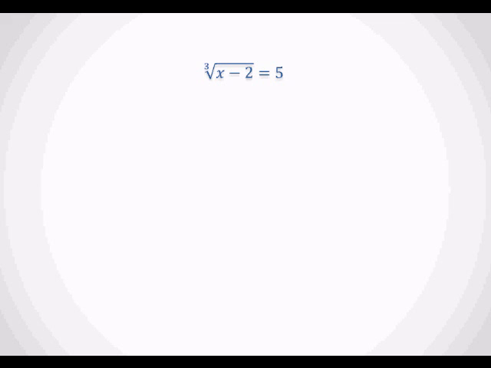Problem 7. The third root of x minus 2 equals 5. Anybody remember how to do that? Remember, we're solving here. We're trying to find out what x equals. We're solving for x. So I need to get rid of the third root.